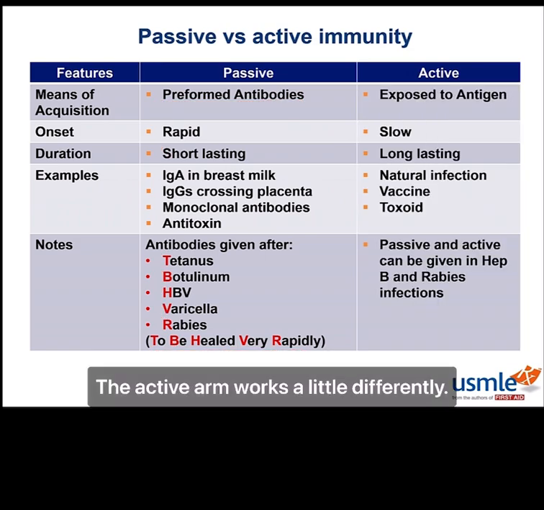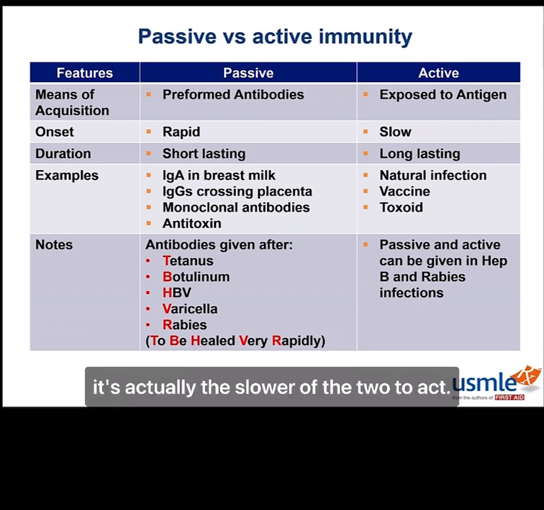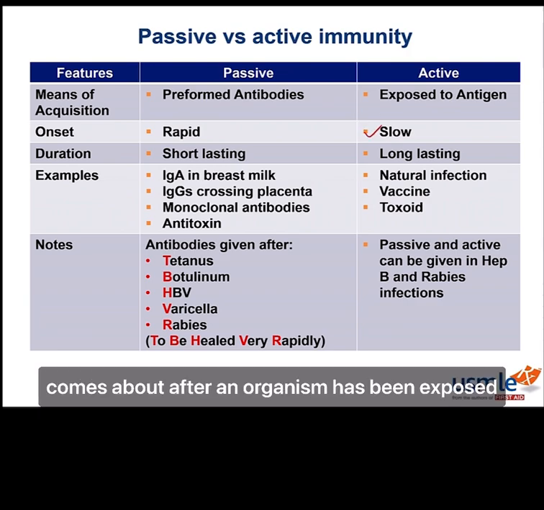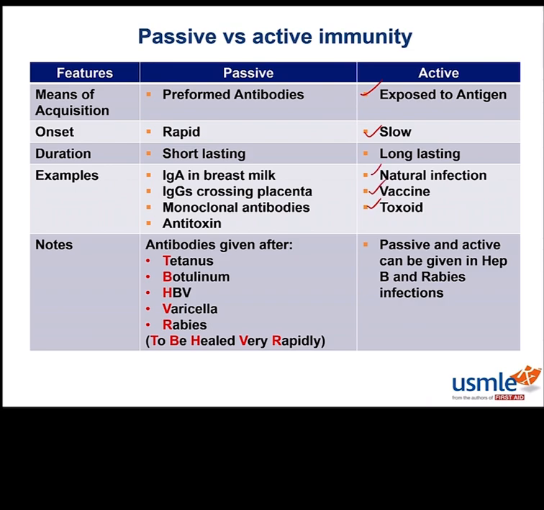The active arm works a little differently. Despite the name, it's actually the slower of the two to act. Active immunity to a specific antigen comes about after an organism has been exposed to that antigen for the first time, usually through direct infection, exposure to a toxoid, or a vaccine.